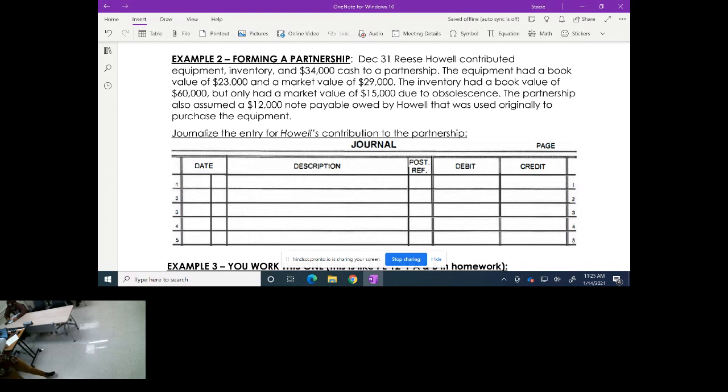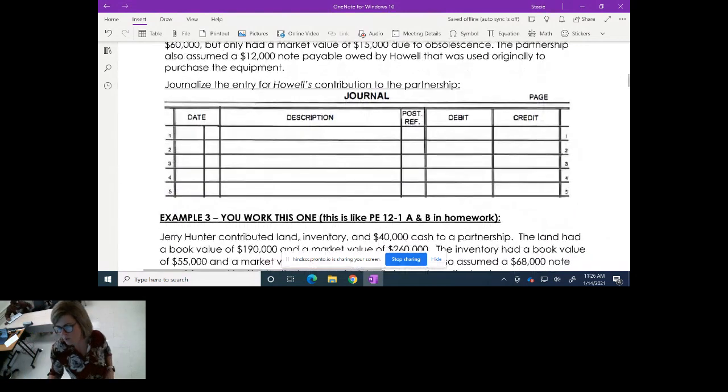Partnership also assumed a $12,000 note payable owed by Howell that was originally used to purchase the equipment. So there again, if this was you going into business with this person, would you want to allow them $60,000 in credit for worthless inventory? Because eventually you're going to have to write it off. It's not any good. And you, as their partner, will have to eat part of that loss that had nothing to do with you. So you want to be careful with what you agree to.